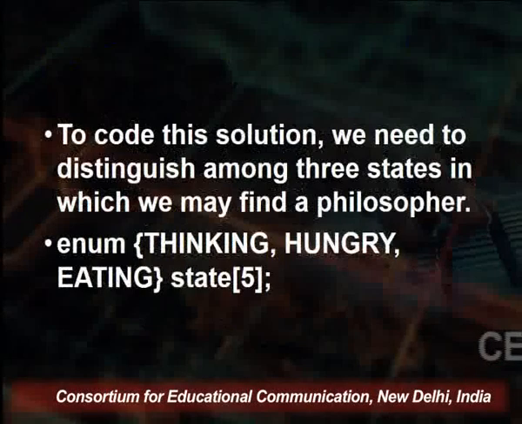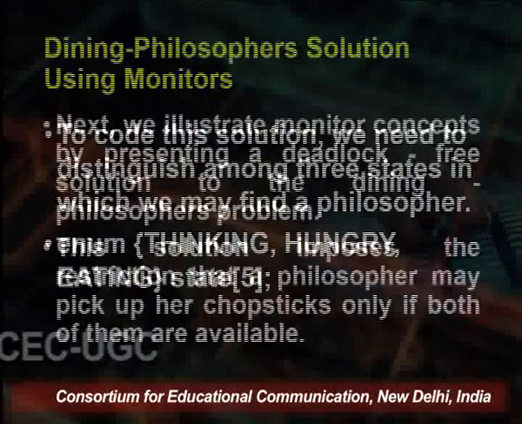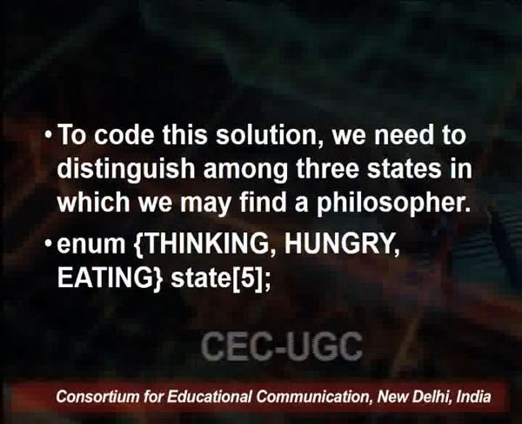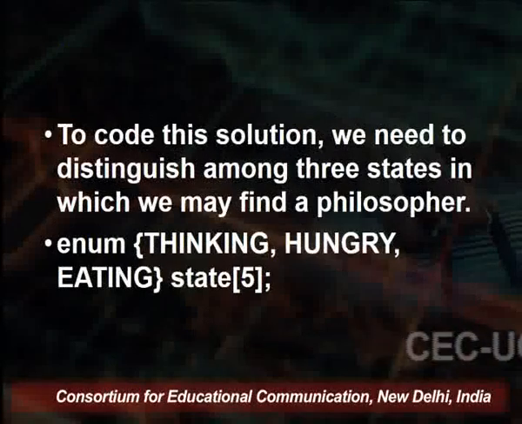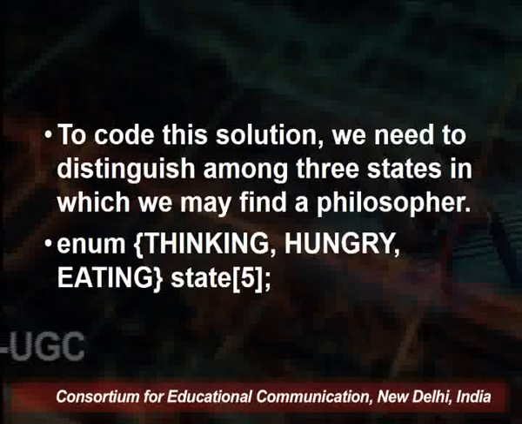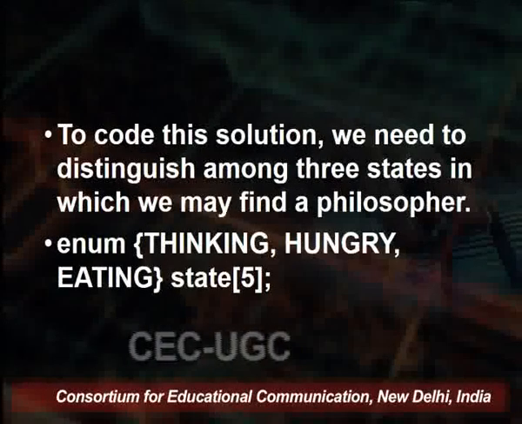Now, in order to code this solution, we need to distinguish among the three states in which we may find a philosopher. And what are these three states? I have already told you earlier that the first is that the philosopher is thinking, which means no critical resources are required. The second is that the philosopher is hungry, which means the philosopher is looking for some chopsticks or resources. And the third is that the philosopher is in the eating state, which means it has taken hold of the resources and is also using them.